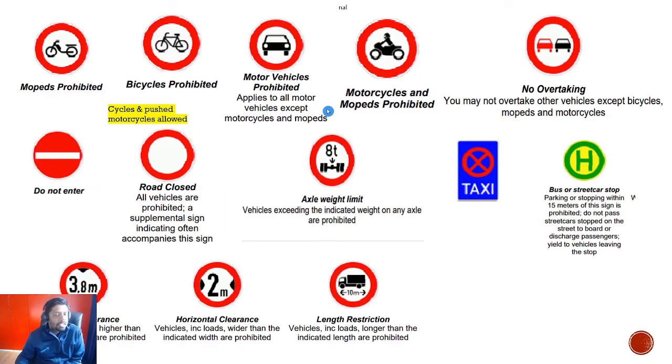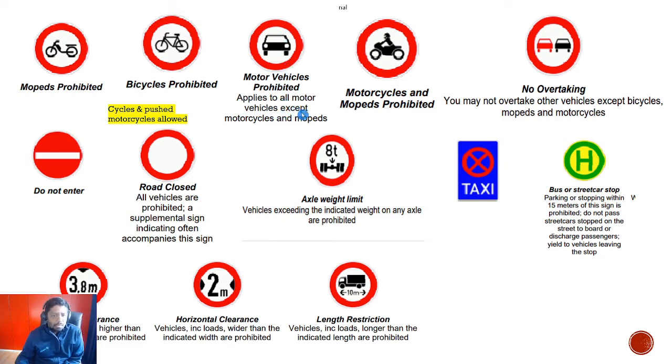Okay, let's move forward. These are some additional prohibitions. If you see something like this, it tells you that mopeds are prohibited. If you see something like this, it is a bicycle prohibition. These are motorcycle prohibitions.